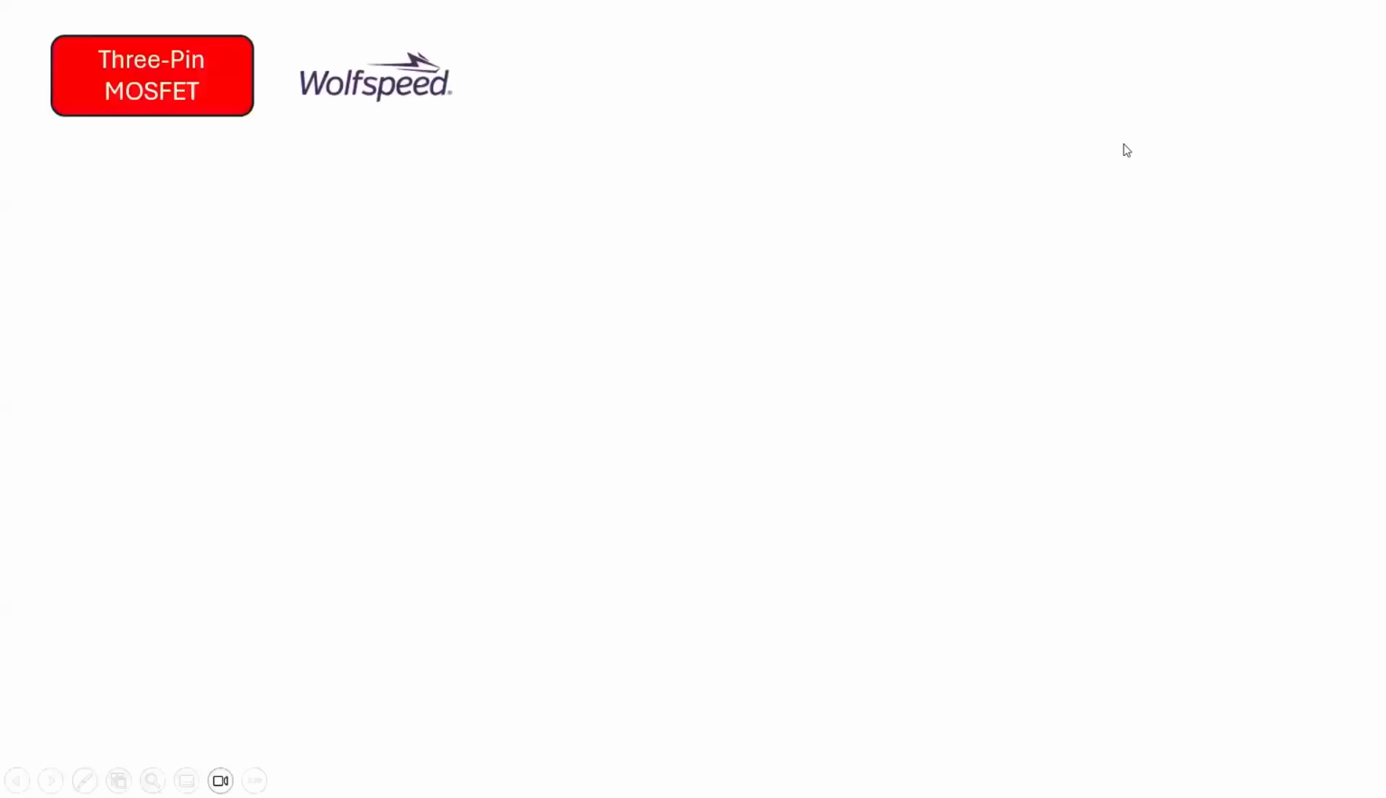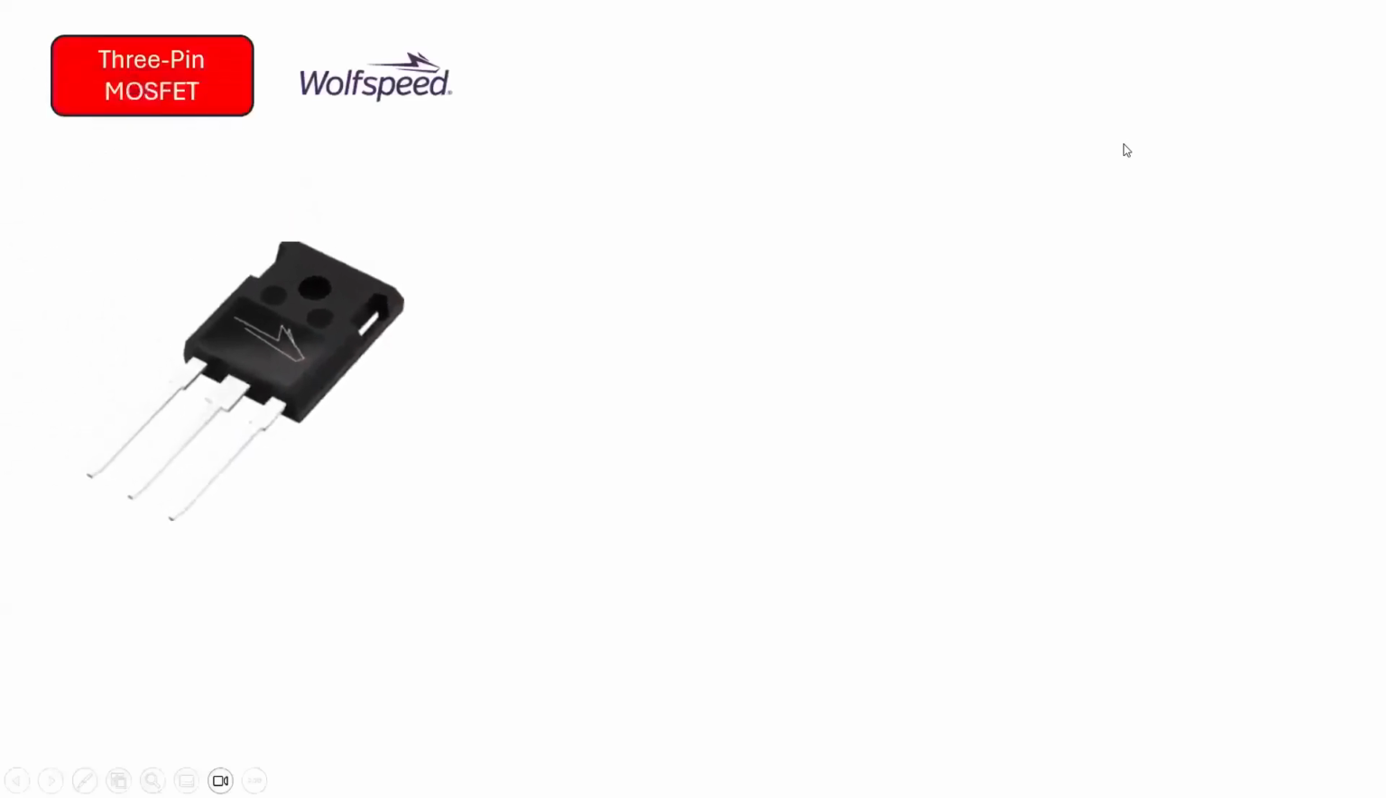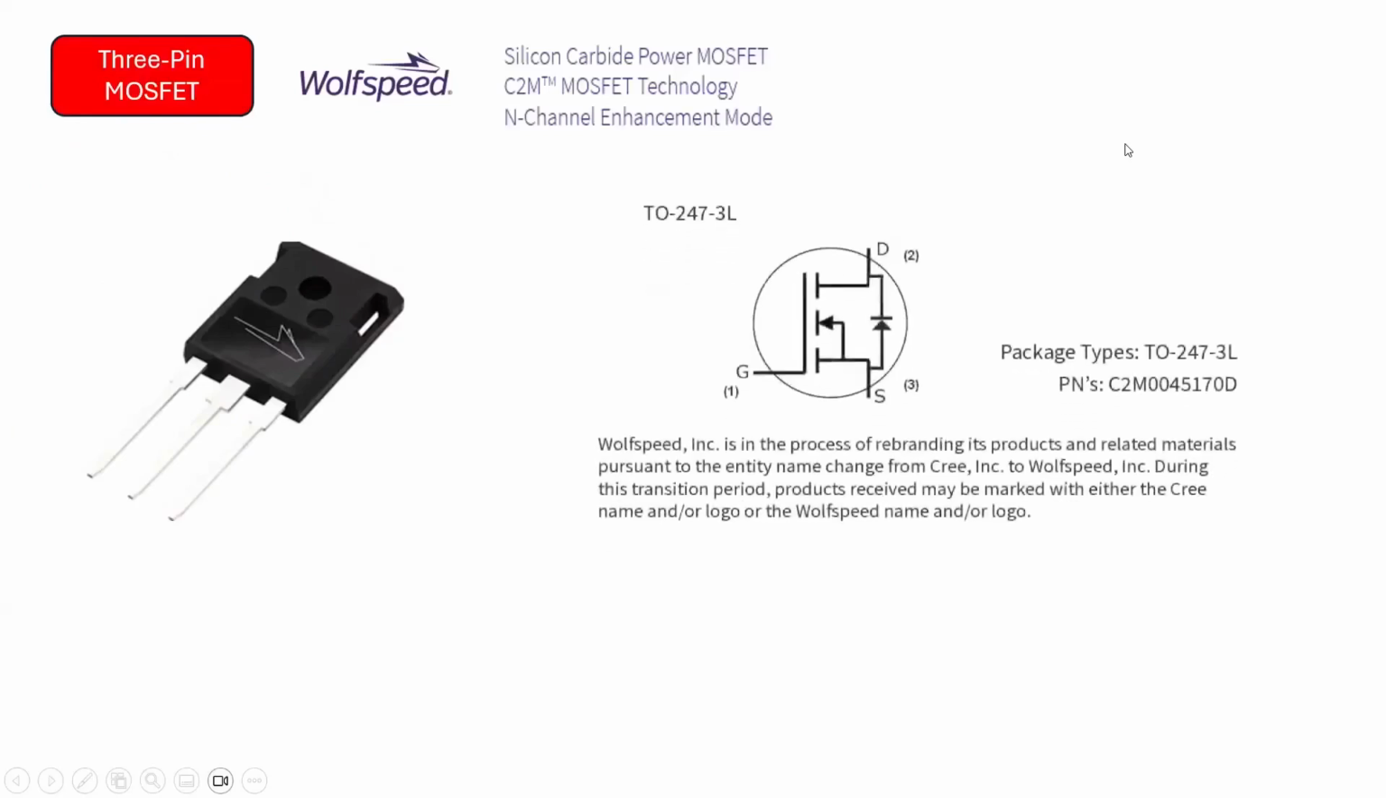Let's take a closer look at the Wolfspeed Semiconductor C2M0045170D device. This device is an N-channel enhancement-mode silicon carbide MOSFET featuring a 3-pin configuration. It has a drain source voltage rating of 1700 volts, an on-state resistance of 45 milliohms, and a maximum drain current of 48 amperes. The device is housed in a TO-247-3 package.